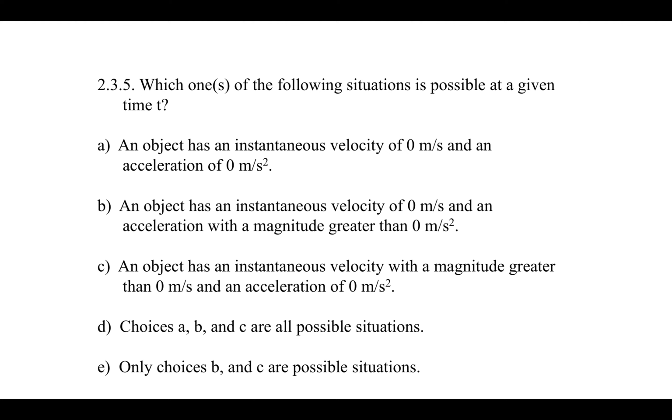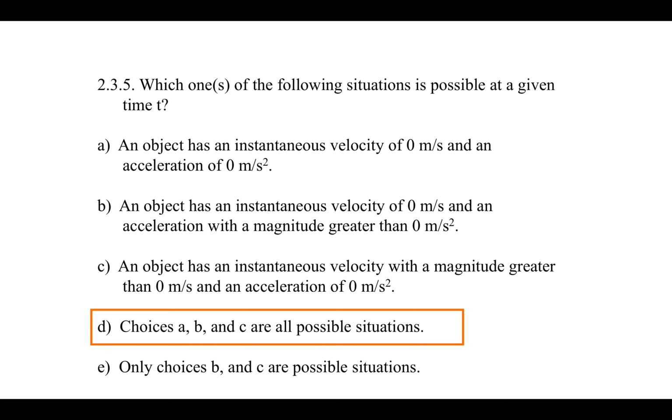Which one of the following situations is possible at a given time t? An object has an instantaneous velocity of 0 and an acceleration. If it stopped, that would be an instantaneous velocity of 0. That could mean it's turning back around or something. An object has a velocity of 0 and an acceleration with a magnitude greater. I wonder if that's possible. Oh wow, this is one we didn't do. Choices A, B, and C are possible situations. All of them. I was going to say all of them are possible.